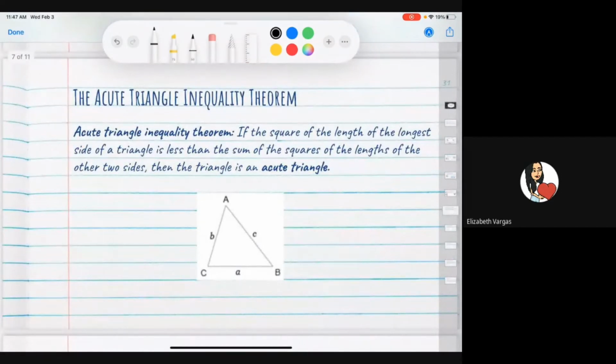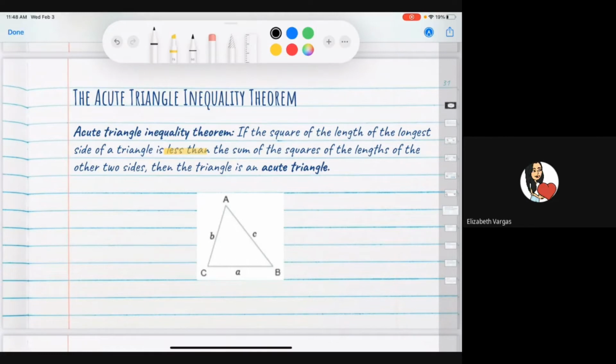Okay. So now we're going to go ahead and take the Pythagorean theorem and use it to see what it would mean for acute angles and obtuse angles. So we're going to look at the acute triangle inequality theorem. The acute triangle inequality theorem states that if the square of the length of the longest side of a triangle is less than the sum of the squares of the lengths of the other two sides, then the triangle is acute. So what does this say?